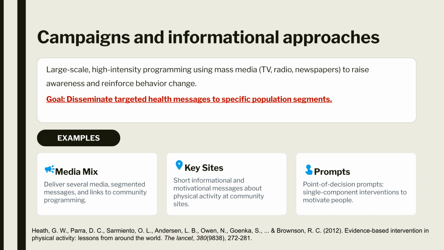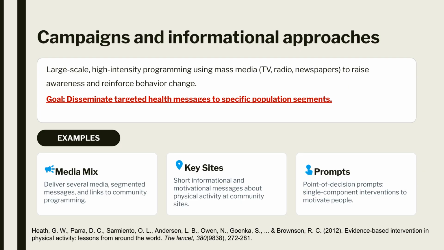Programs using this approach include the Stanford Heart Disease Prevention Program and the Wheeling Walks Intervention. These campaigns typically involve large-scale, high-intensity, and highly visible efforts. They often use mass media, such as television, radio, newspapers, and other communication channels, to raise awareness, deliver targeted health messages to specific population segments, and reinforce behavior change. These strategies are usually multi-component, multi-sector, and multi-site interventions, often targeting specific populations within communities in middle to high-income countries.